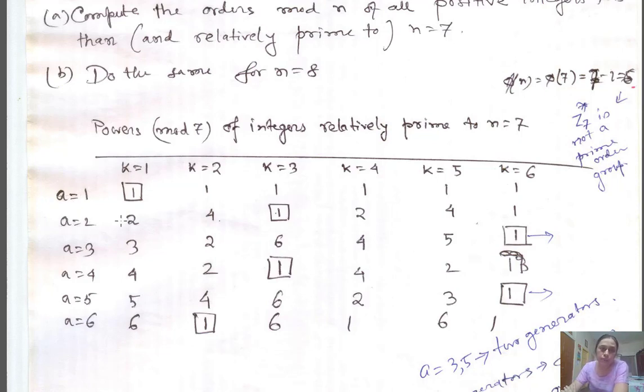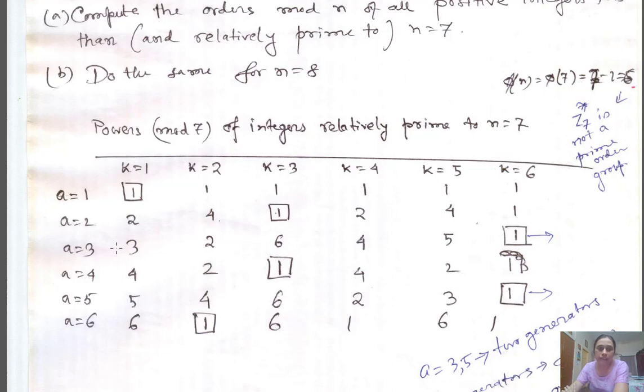For a equal to 2, keep on powering: 2 to the power 1, 2 to the power 2, 2 to the power 3. When you take 2 to the power 3, we are working modulo 7, so it becomes 1. Once it becomes 1, it repeats: again 2, 4, 1, like that. Here, the first time I am getting 1, so the order of 2 modulo 7 is 3. Similarly, for a equal to 3, keep on powering it, and the first time you get 1 is at k equal to 6, phi n, which means phi 7, which is 6. In this last column, it is always 1 for every element.